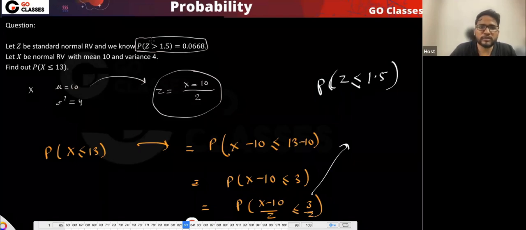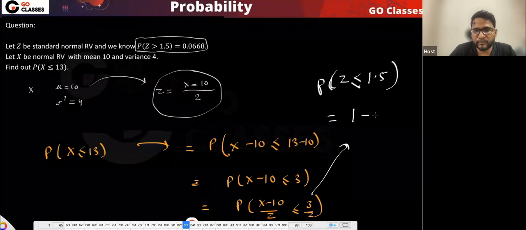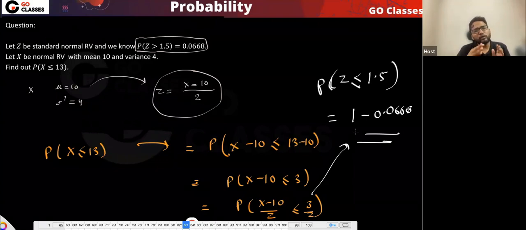And then they will give you something about the Z. They have given you this, which means it is 1 minus the probability of Z greater than 1.5, which is 0.00666. And that's how you can solve this question. That's the only type of question that is possible in normal distribution. They will give you something about the Z, and then they will ask you something about the X. What do you need to do? You need to convert that X to Z, step by step, and then you can get your answer. That's the only thing that they will ask.